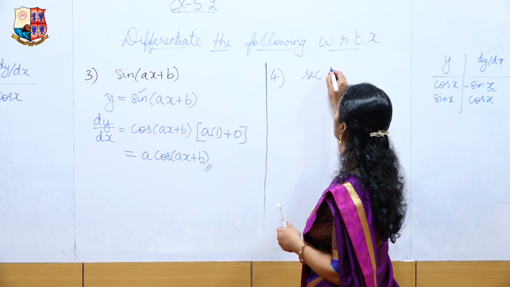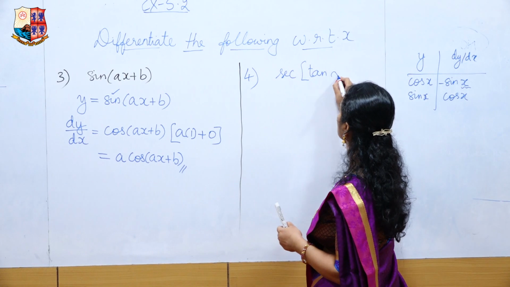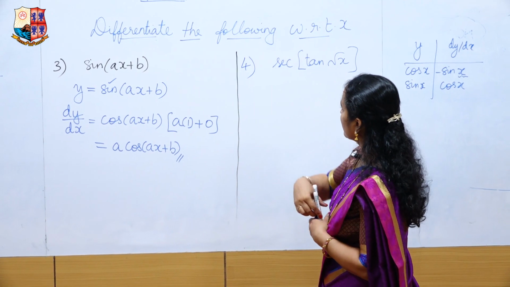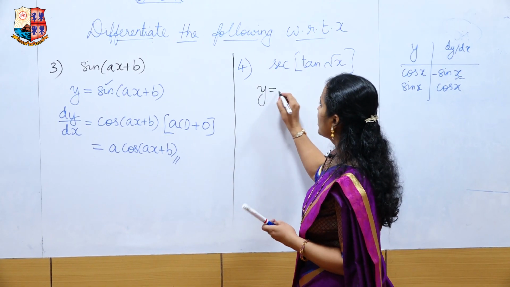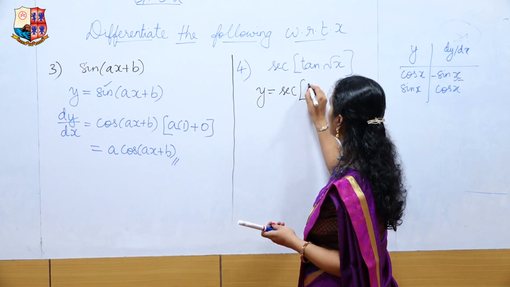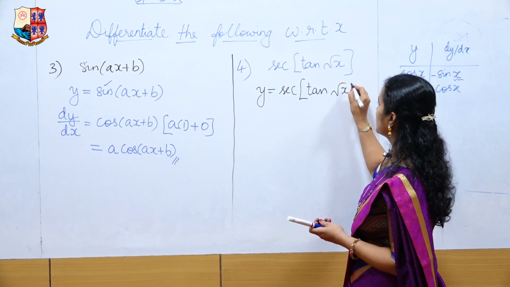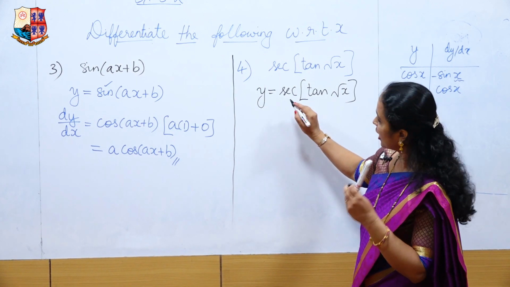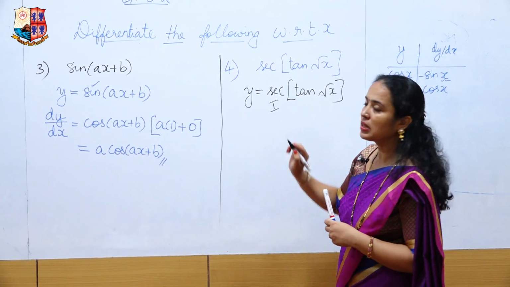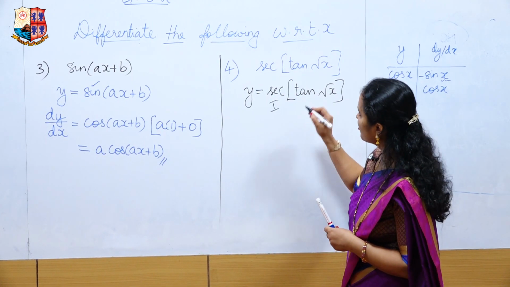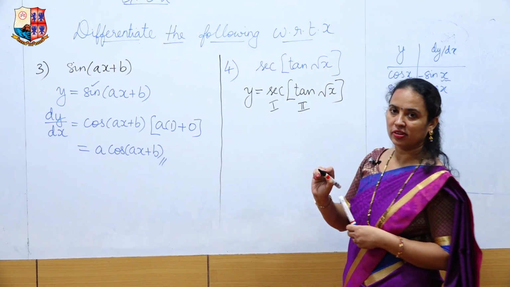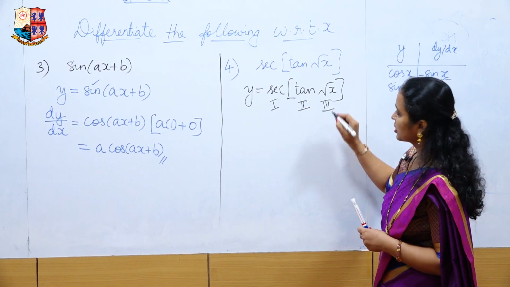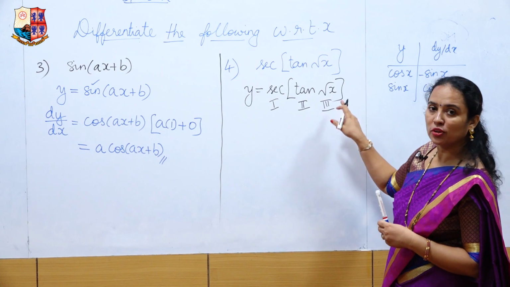Secant of tan of root x. First step, take the given function as y. Y is equal to secant of tan of root x. Here outermost you have secant, so start from the outermost. Secant will be your first function, then you have tan, tan will be your second function, and then you have root x. So to differentiate, root x will be your third function. So that means you will get product of three functions.